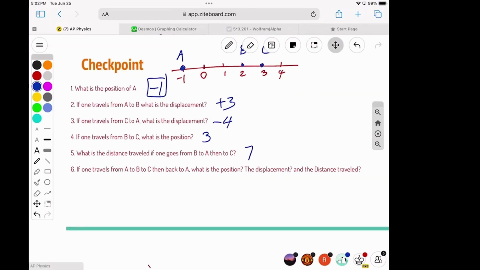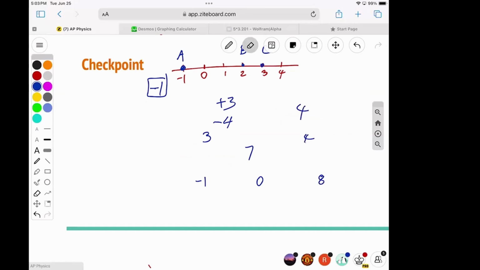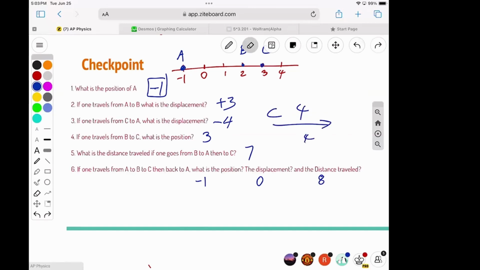And the last question, 3 parts. What is the position if I go from A to B to C and back to A? The position is still at A, that is -1. The displacement is 0 because my final location and my beginning location did not change. So that's -1 minus -1, which gives me 0. And the distance traveled is 8, right? Because I went this way for 4, went back the other way for 4, so a total of 8. Very simple, very straightforward. I think you got it.